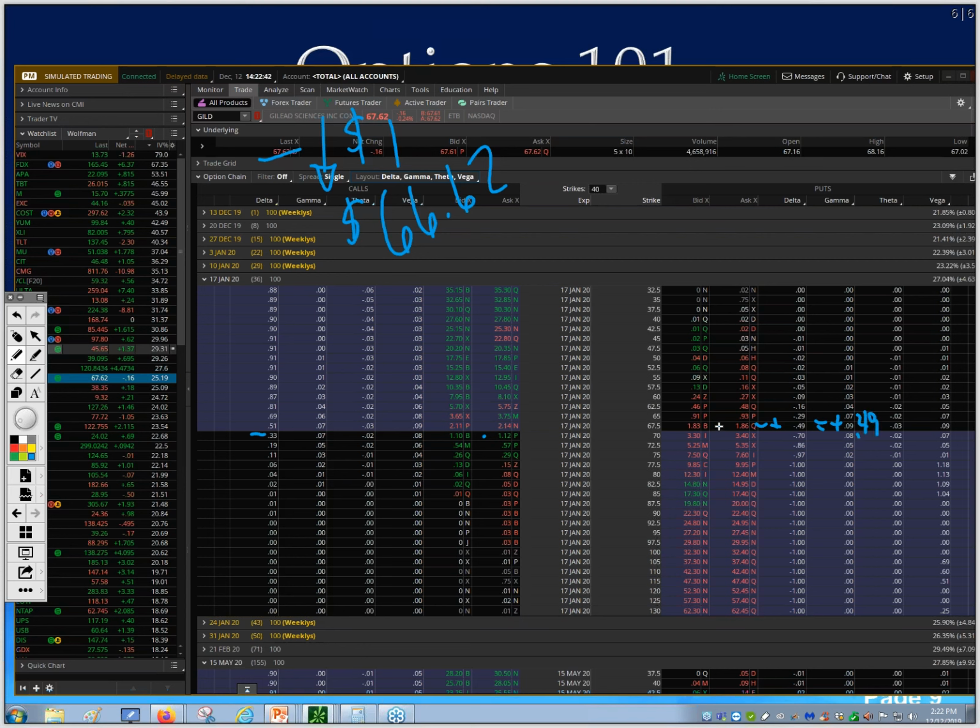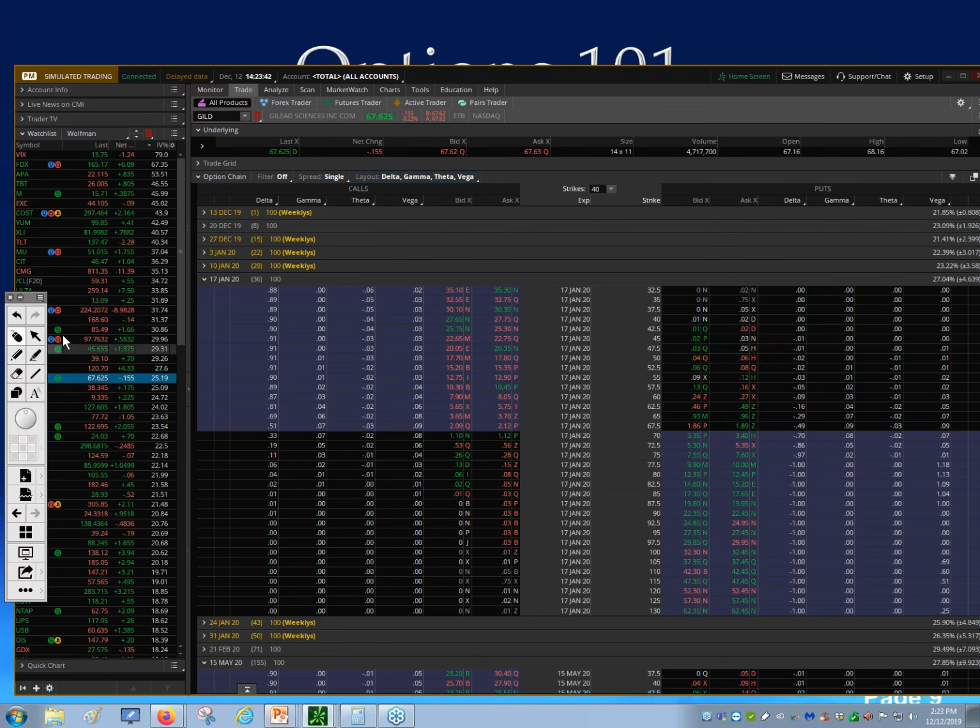So it's pretty easy to think about. That first dollar move, a negative plus a negative makes a positive, or a positive plus a negative is a negative over here in the puts, if you're thinking about the put side there. Pretty easy on this side. If we're going down $1, it's a negative plus a positive, which is a negative to that. So the first dollar move on delta is how it affects the premium.